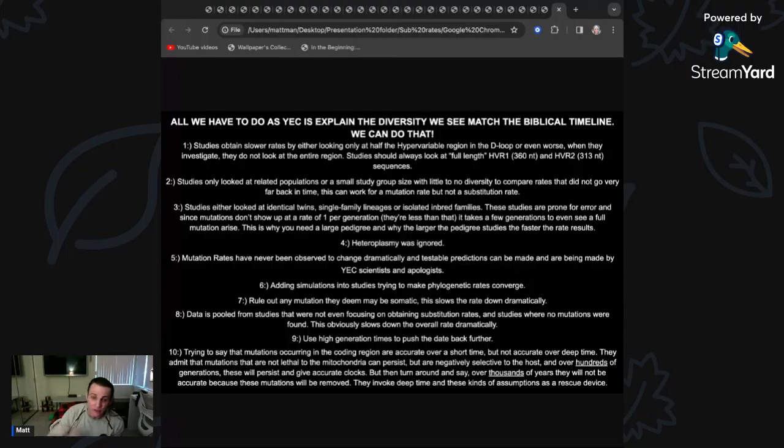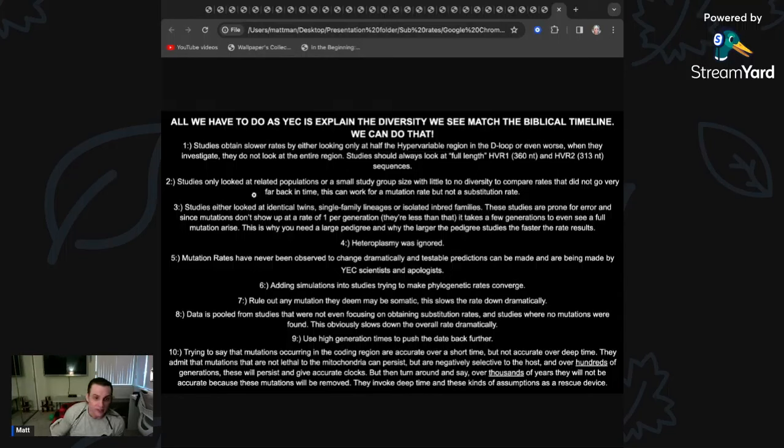Well, there's reasons for some of these discrepancies. We'll go over a couple of them now. One is that studies obtain slower mutation rates by looking at only half of the hypervariable regions in the D-loop. Or even worse, they don't even look at the entire region, or they look at just half of the HVR1 or HVR2 sequences, right? So you're only going to get half the results.